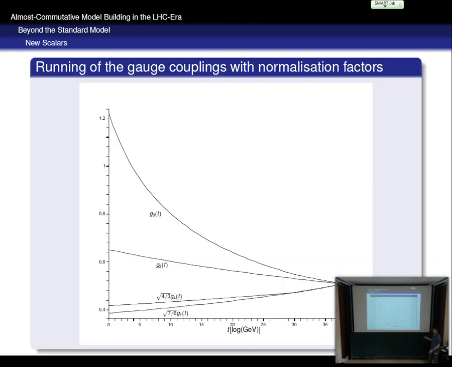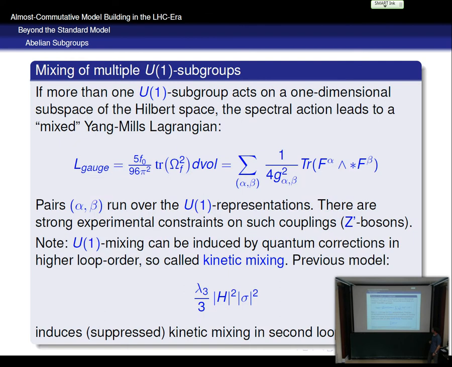It was the triangle graph. The data was showing where the lines didn't converge, and so you can make them converge. So this works. One word of caution here: if you have more than one U(1) subgroup in the game, which are represented on the same one-dimensional Hilbert space, what you get is mixing of the different Yang-Mills terms. So one Yang-Mills curvature can mix with the other Yang-Mills curvature.